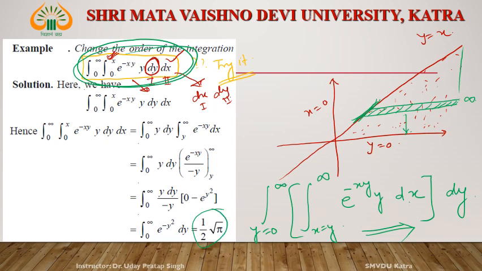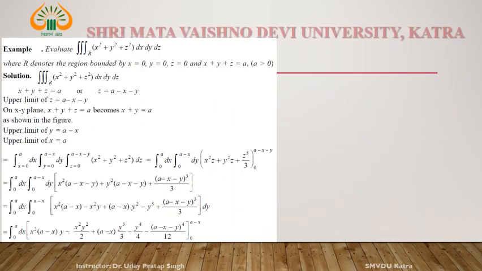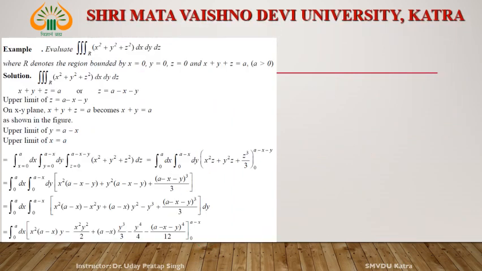Okay, now come to the triple integral. See the triple integral, evaluate this integral. The limit is not given, but the region is bounded by the following curves: x equal to 0, y equal to 0, z equal to 0, x plus y plus z equal to a. It is a triple integral and the region is bounded by these curves. It is a three-dimensional figure, so you can visualize these three dimensions.